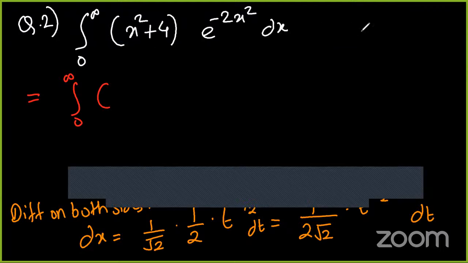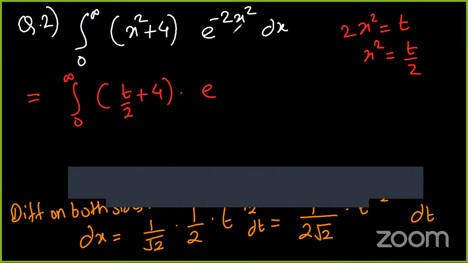Okay. What is x square? See, 2x square is equal to t. So what is our x square? X square is t by 2. So I'll write here t by 2 plus e raised to 2x square, what was t? So it's minus t. And in place of dx, what will come? 1 upon 2 root 2 t raised to minus half dt. Sure? Did you get it?